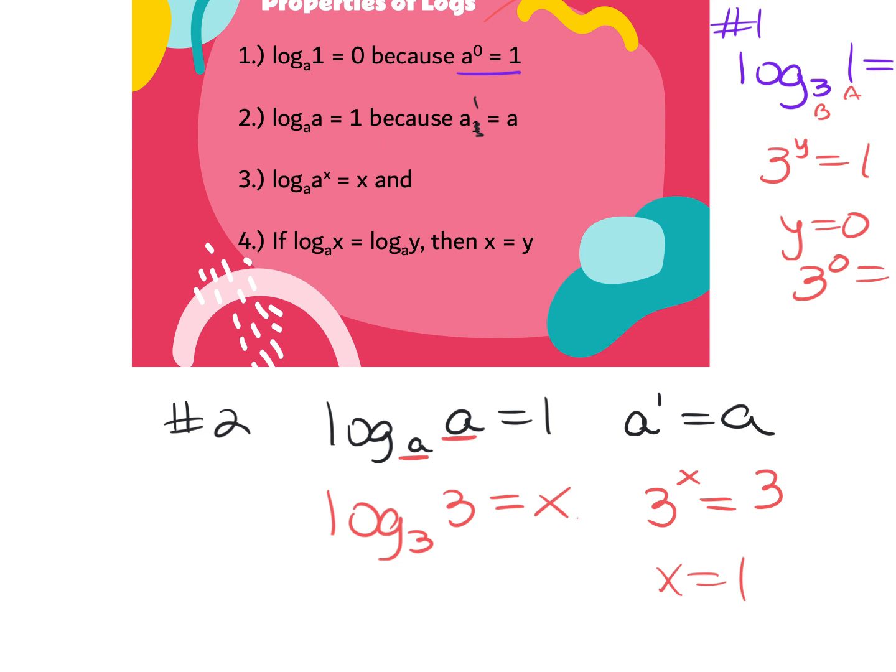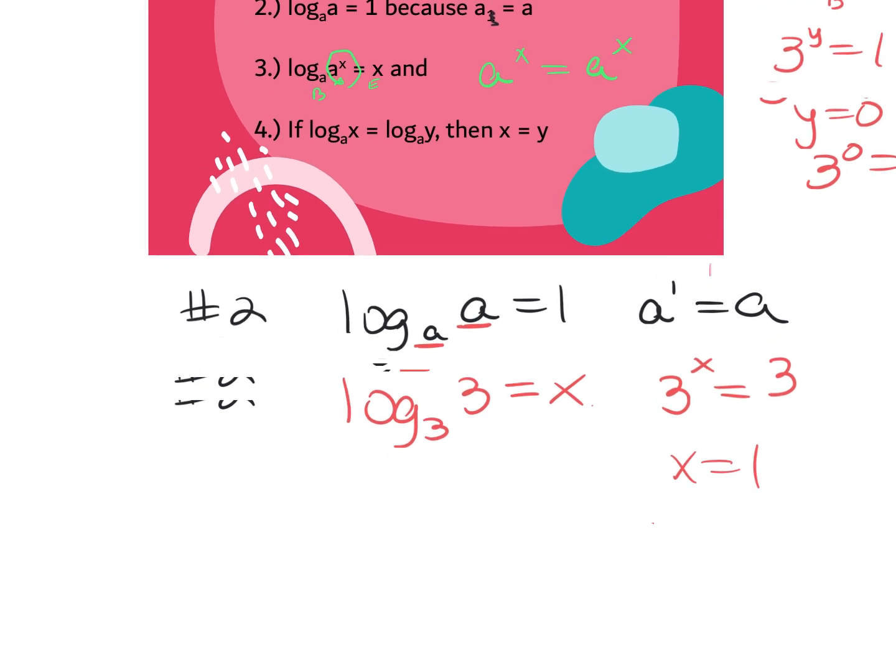Then the third one, now this one's missing something here. It's missing the exponential form. So again, if this is the base, answer, exponent, then what we need to write here is a to the x power equals, and this whole thing is the answer, equals a to the x.